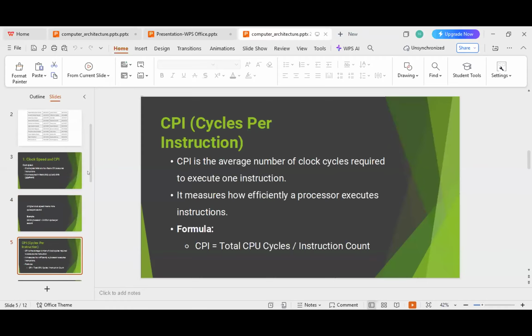So CPI is cycles per instruction. It is the average number of clock cycles required to execute one instruction. It measures how efficiently a processor executes instructions. And then we have the formula for cycles per instruction: CPI is equal to total CPU cycles per instruction count.